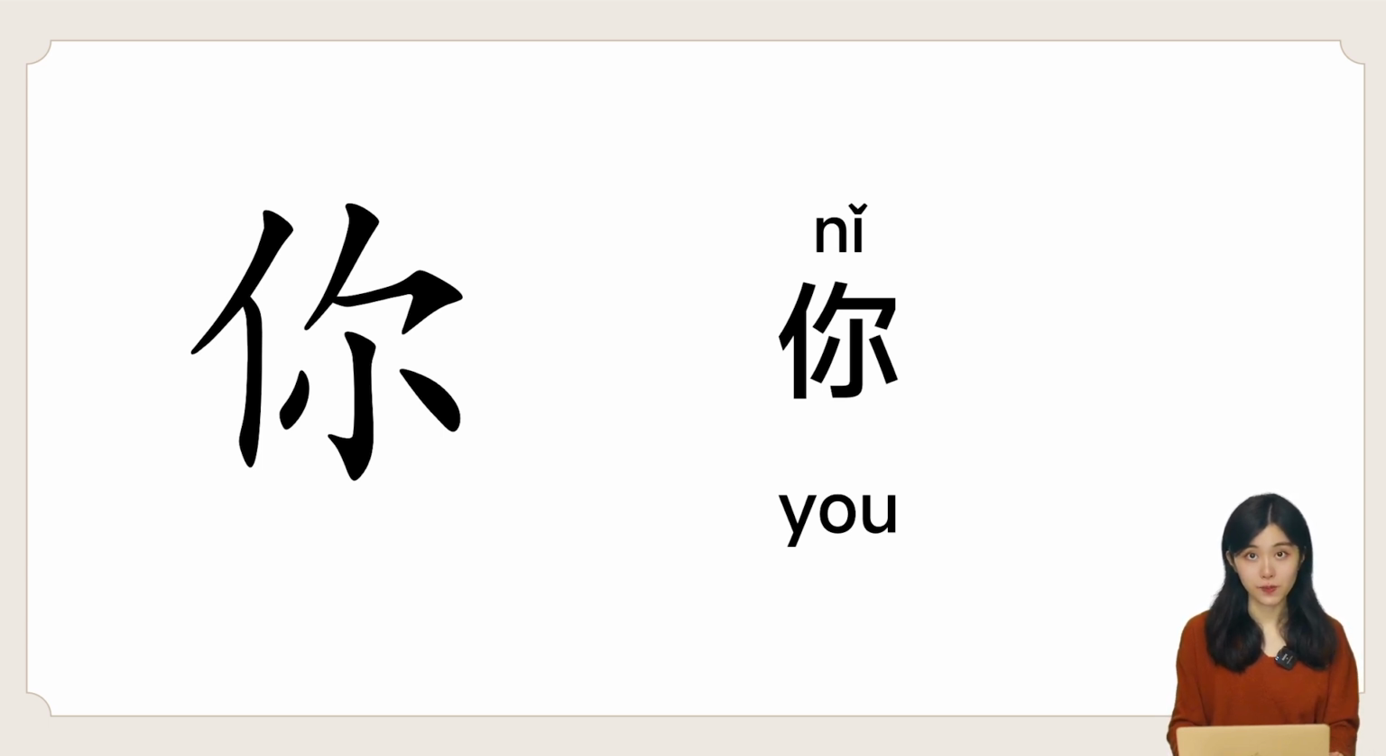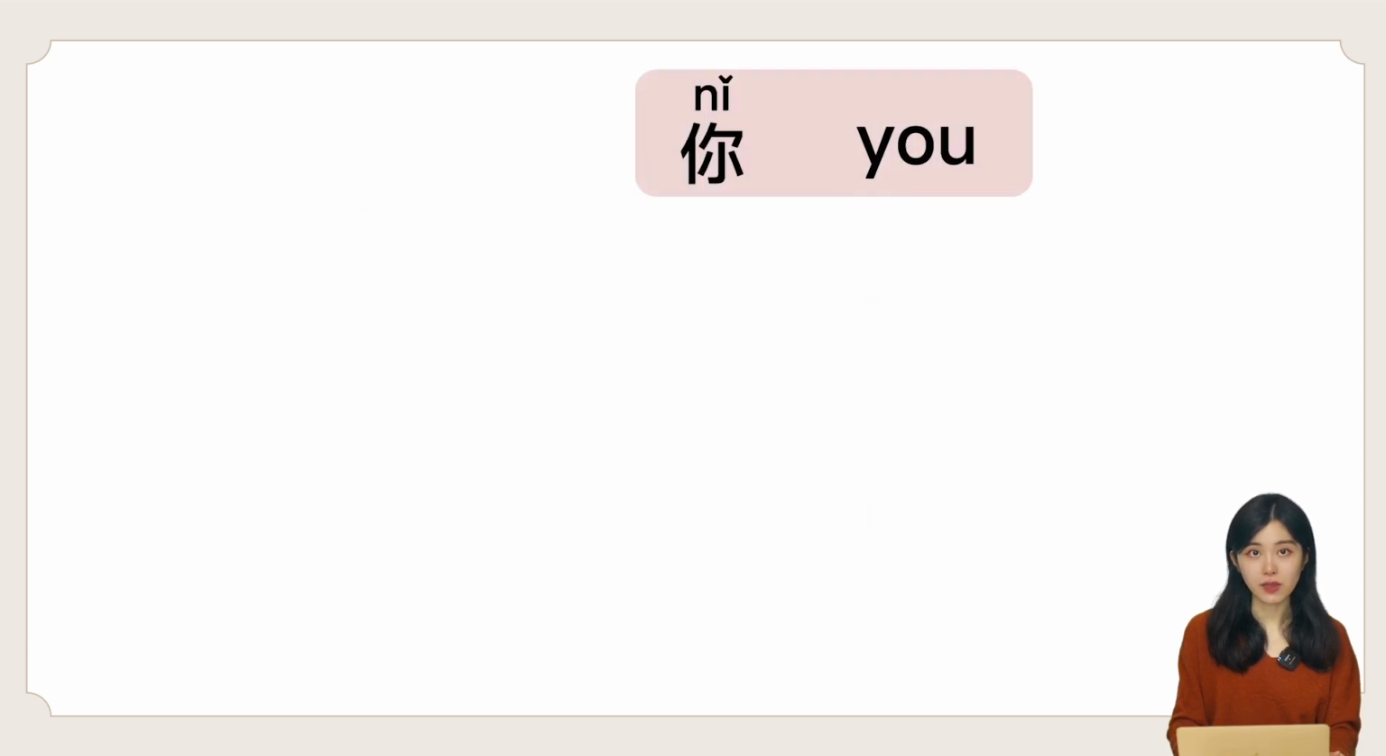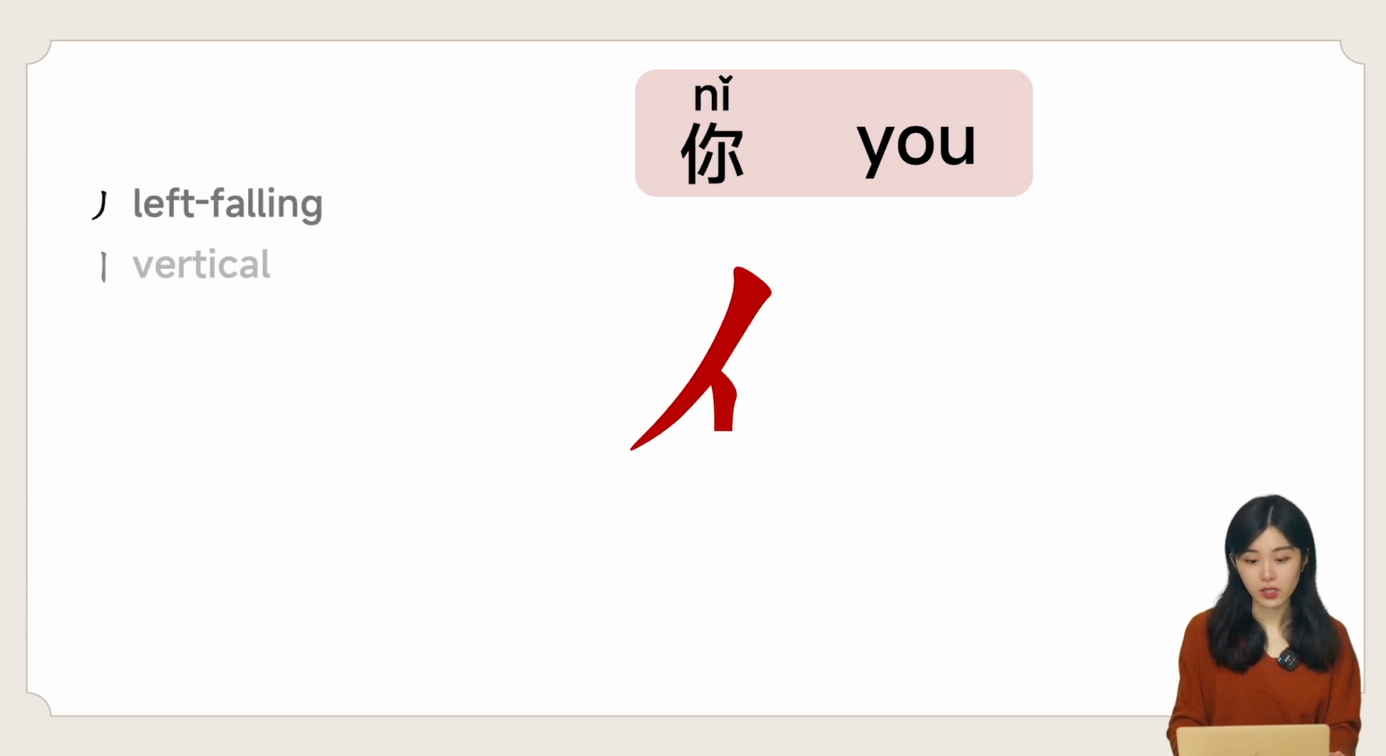你 means you. See how to write it. We write this character from the left to the right. So first we write the left part of this character. Write the left falling, and then the vertical stroke, the left part of this character, 你.